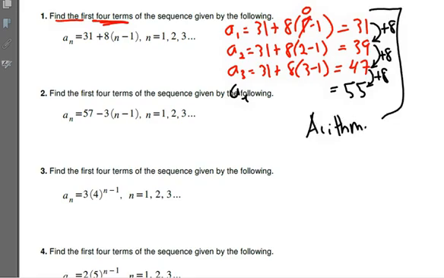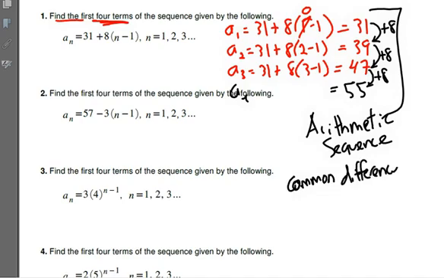This type of sequence is called an arithmetic sequence. It's when you have a common difference, a common number that's added to the previous term to get to the next term. And this one has a common difference of 8, so we would say d equals 8. And up here I'll write those numbers: 31, 39, 47, 55. There you go. That's good.